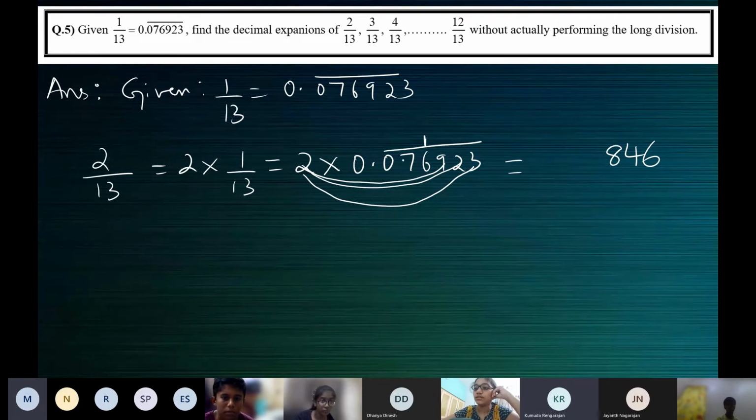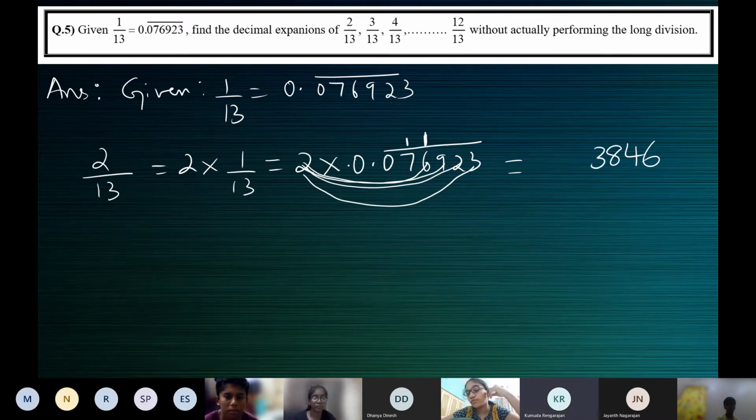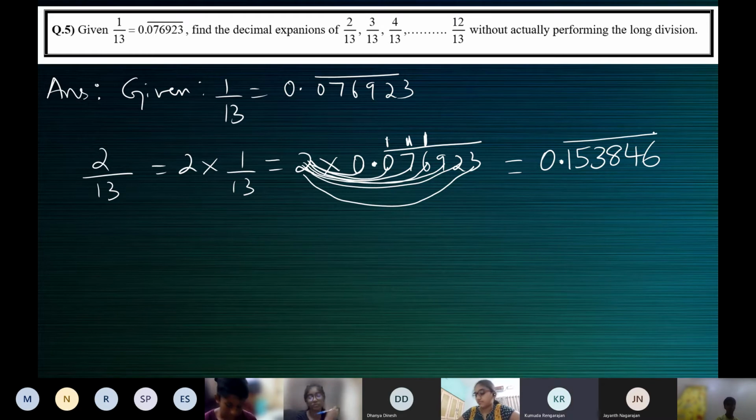18, one carry over. 2 sixes are 12, plus 1 is 13. 3, 1 carry over. 2 sevens are 14 plus 1, 15. 5, 1 carry over. 2 zeros are 0 and 1 carry over, 1. Then place the decimal point as it is. Then 2 into 0 is 0. Recurring, don't forget this. So when you divide 2 by 13, this is what you will get: 0.153846, 153846 going on forever.